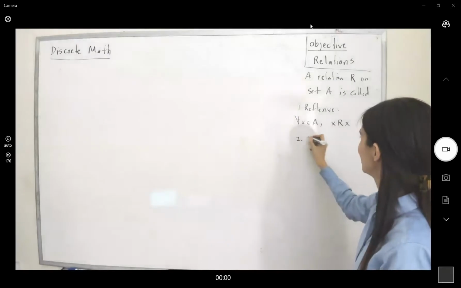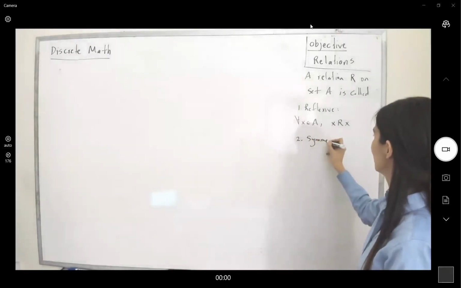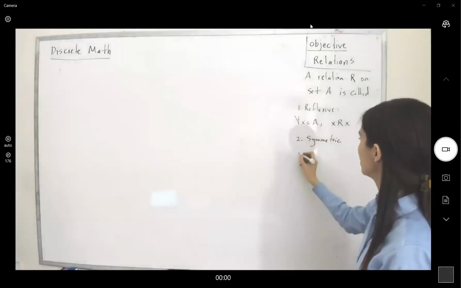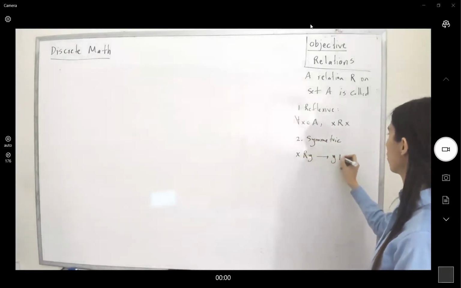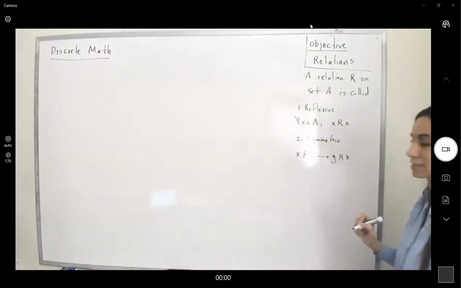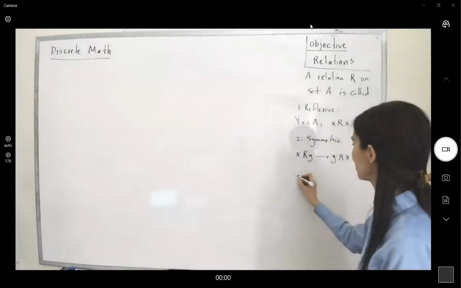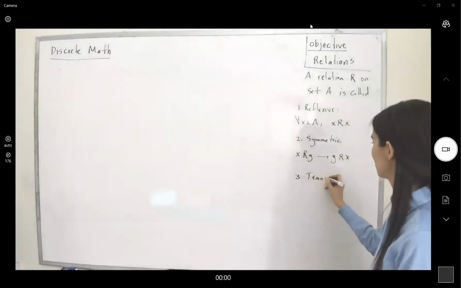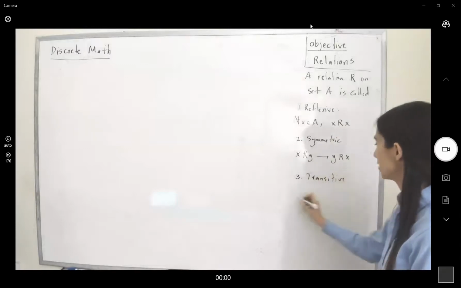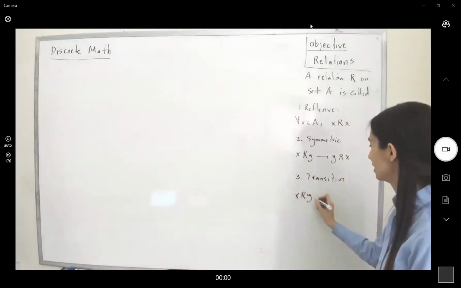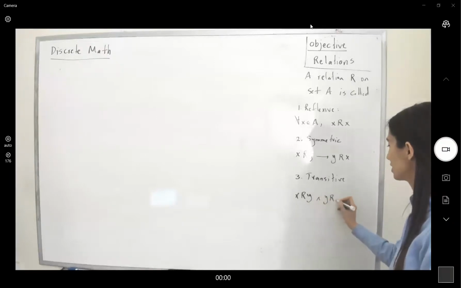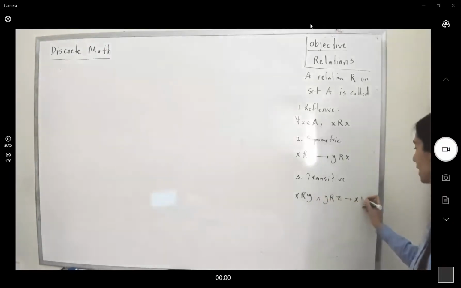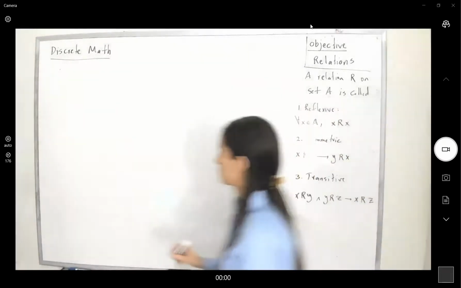Symmetric: if X is in relation with Y, then you can conclude Y is in relation with X. We say that it's transitive if X is in relation with Y and Y is in relation with Z, then you can conclude that X is in relation with Z. Example.